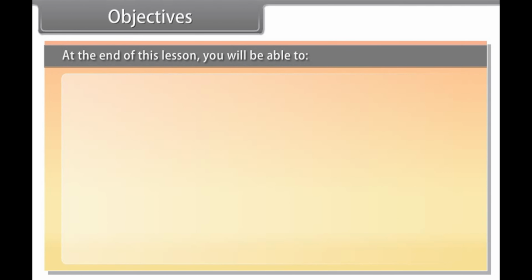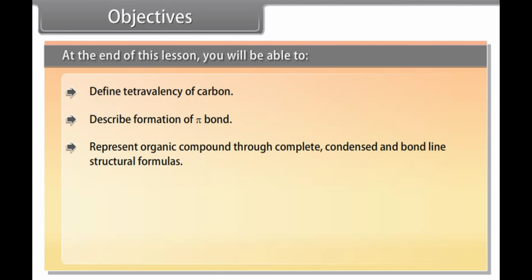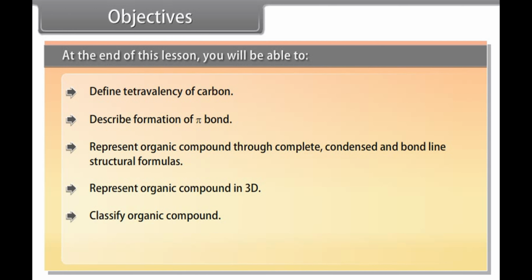Objectives. At the end of this lesson, you will be able to define tetravalency of carbon, describe formation of pi bond, represent organic compounds through complete, condensed and bond line structural formulas, represent organic compounds in 3D, classify organic compounds, and describe nomenclature of organic compounds, tetravalence of carbon, shapes of organic compounds.